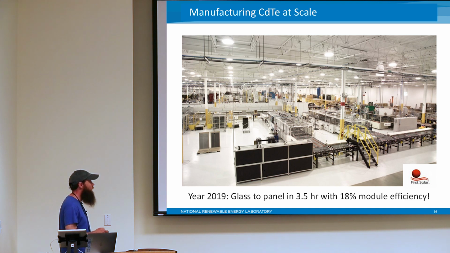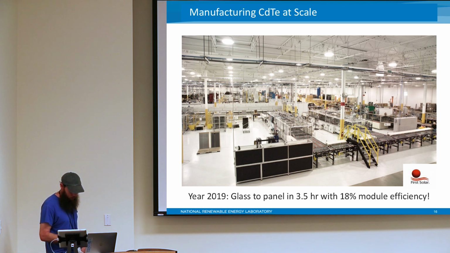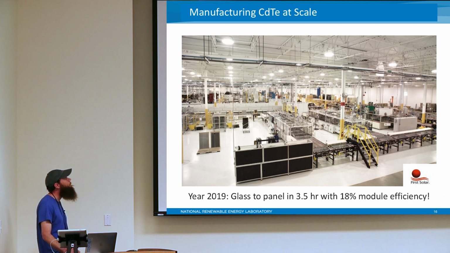But if we fast forward to today, this is a picture of a First Solar factory. And they can go from glass to panel in 3.5 hours, and they can make 18% efficient modules. So they are a multi-gigawatt scale company, and they are ramping up to about 7 gigawatts per year, where I think somewhere in the 2020 timeframe, or maybe a little bit past, they're planning on hitting that. And they're doing some of the manufacturing in the United States. They're building out an over a gigawatt factory in the Ohio area.